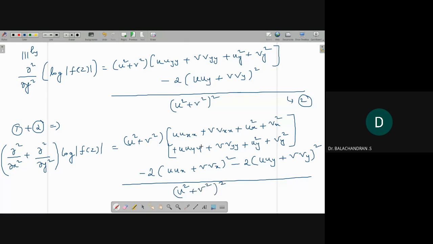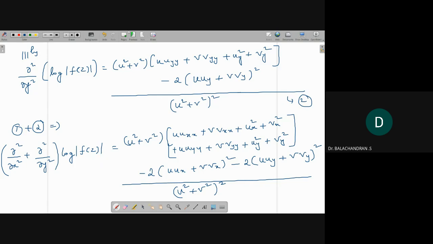Okay. So now this is 0 because if you take u commonly, uxx plus uyy is 0. If you take v commonly, vxx plus vyy equals 0. Remaining here you have what? ux square plus uy square plus vx square plus vy square. Okay, and then we also have this term. Okay, let us see what happens.